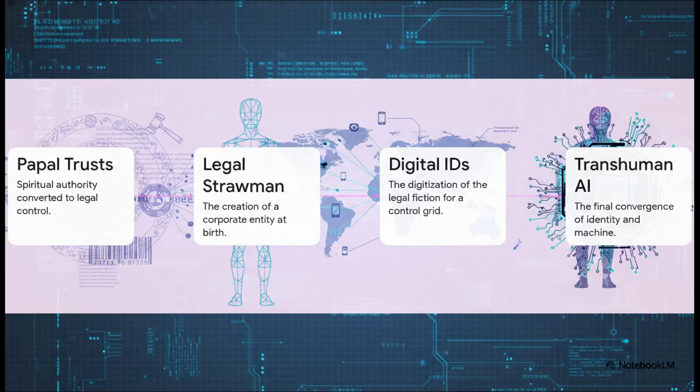And this control aspect also has a clear lineage. Let's trace the chain. It starts with spiritual authority, which gets converted into legal control through things like papal trusts. This then allows for the creation of a legal straw man, a corporate entity that's created for you at birth. Suddenly, your identity is a manageable asset. Step 3, we're digitizing that legal fiction, creating digital IDs for a global control grid. And the final step, transhumanism, the convergence of that digital identity with a merged AI.